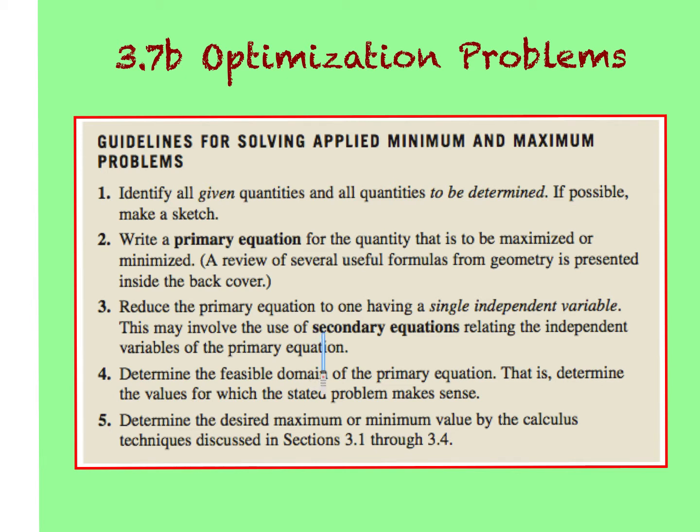And then they're going to give us enough information to make a secondary equation. And again, we take that and solve for a variable so we can substitute back into the primary. So then the primary is in a single variable. Again, we need to worry about domains and extraneous solutions. And again, a max is when the derivative goes from positive to negative, and a minimum is when the derivative goes from negative to positive.